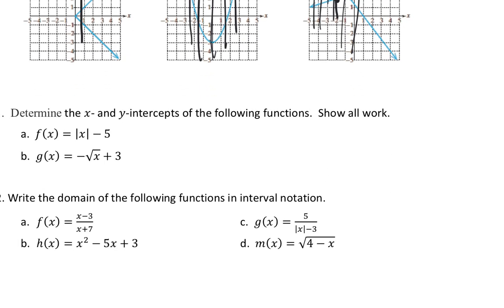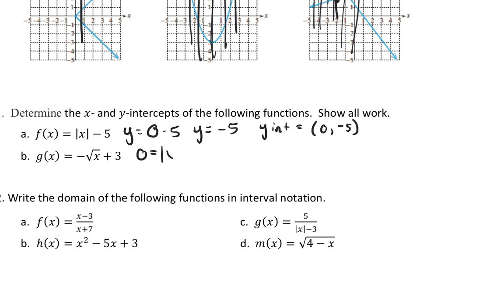Number 11, determine the x and y intercepts of the following function, show all work. So this is just like the problem earlier, where we can set x equal to 0 to find our y-intercept, so 0 minus 5, so y is equal to negative 5. So this is our y-intercept, 0, negative 5, and then we do the opposite.